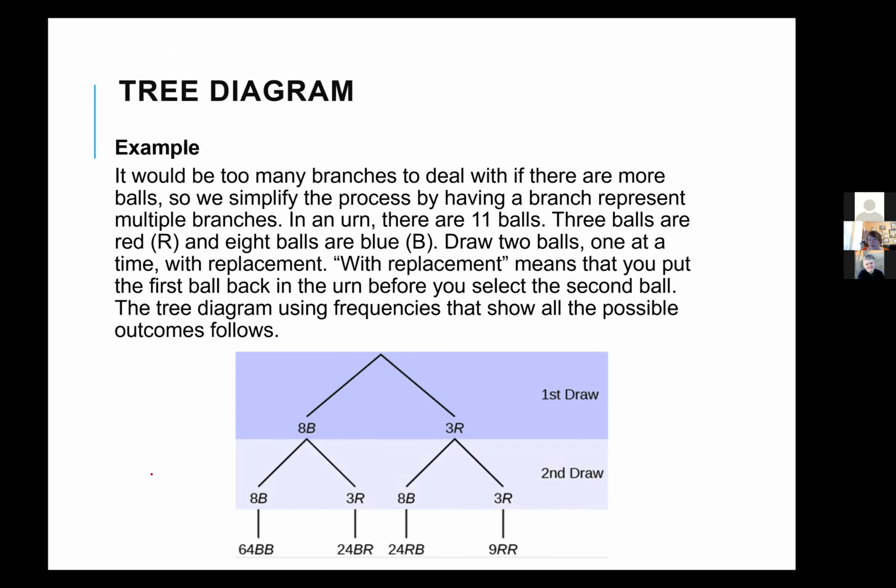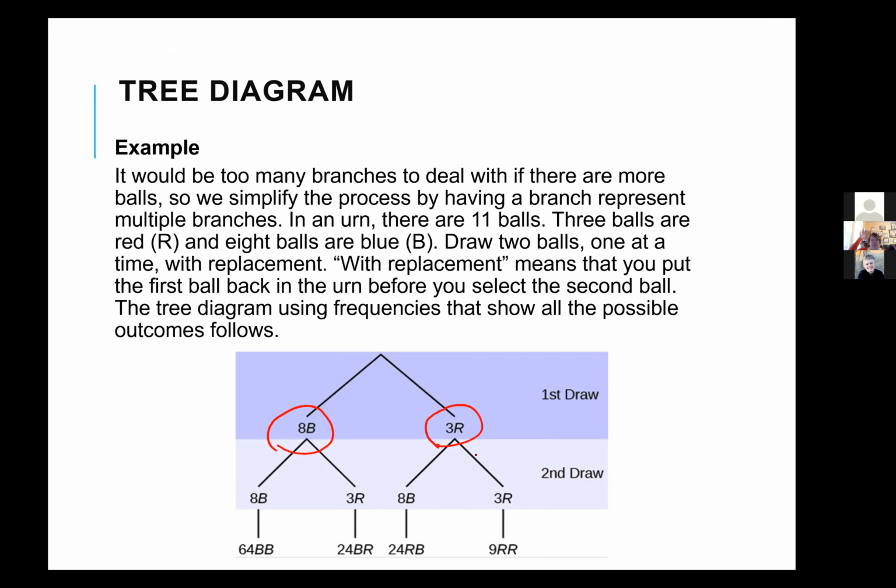So for the first draw, there are 8 blue balls in this urn, so you could draw one of the 8 blue balls. The first branch represents that you could draw a blue, and there are 8 of them in there. The second branch represents that there are 3 red ones in there. So you could draw blue or red. That's what the 8 in front of the blue represents.